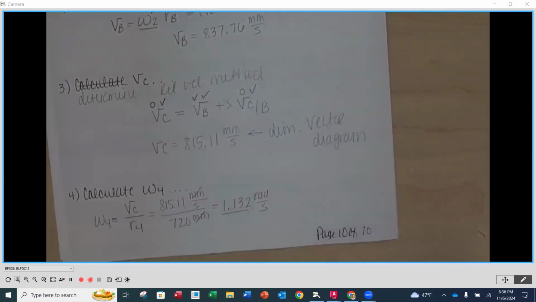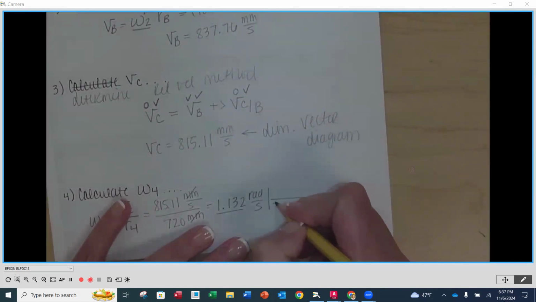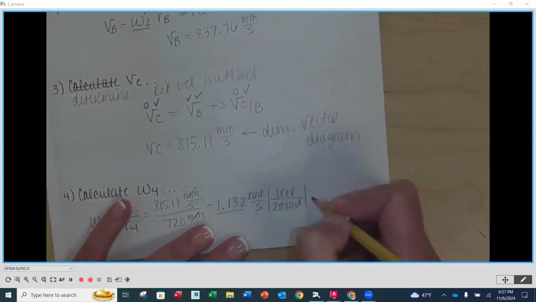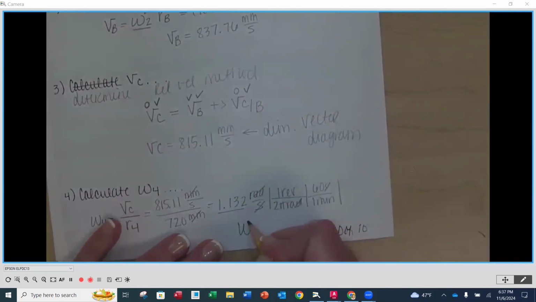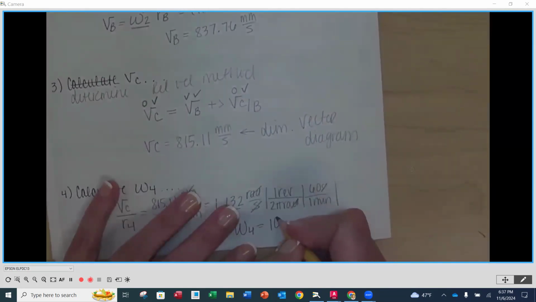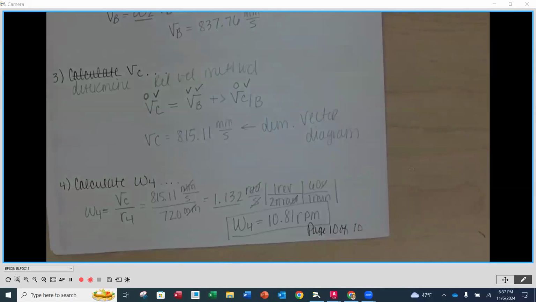Exactly. So even though we're close to the end, we want to convert this to revolutions per minute, so RPM. So go ahead and do that. Convert this to your revolutions per minute. Now we're going to put a box around your RPMs.